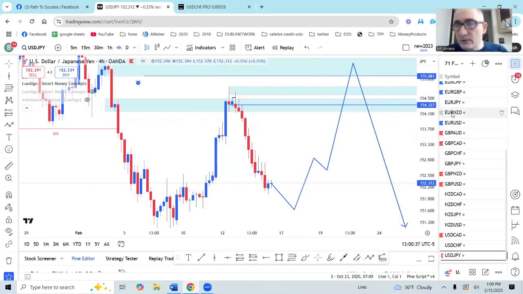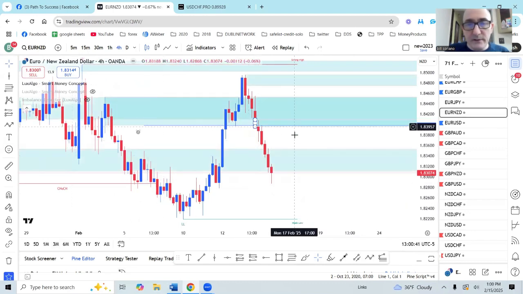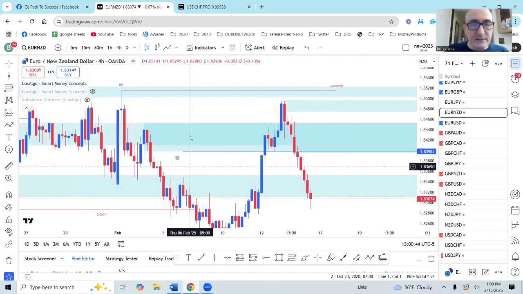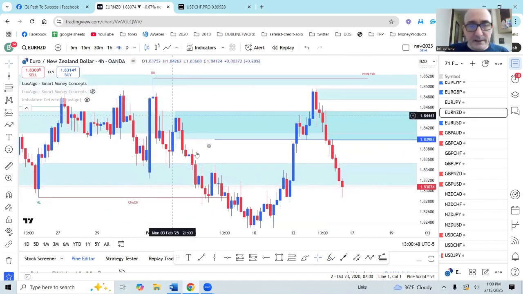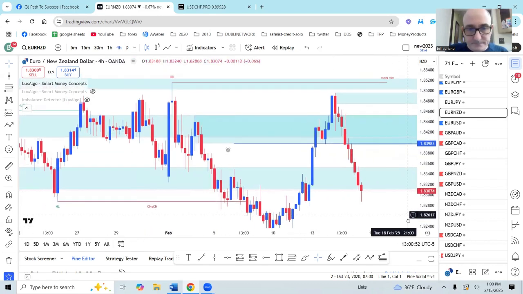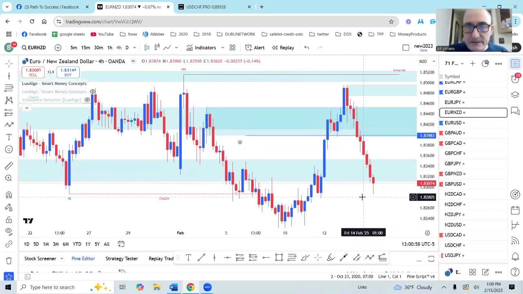Okay, let's go to EURNZD. This one I missed. It was a little tricky one here. And again, this is the 4 hour zone right here. Price, the bias was down because of this move down here, right? And so we identified a couple zones here. We had this zone here. We had a little bit of imbalance in there.